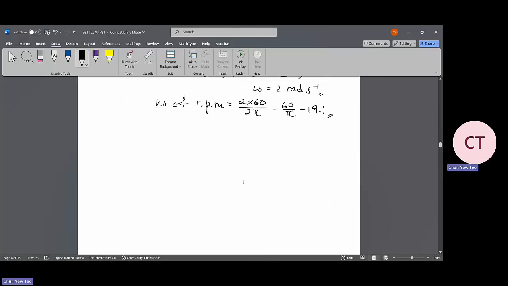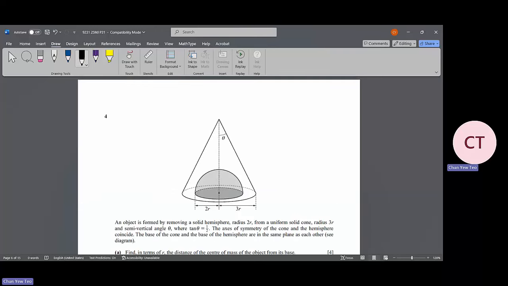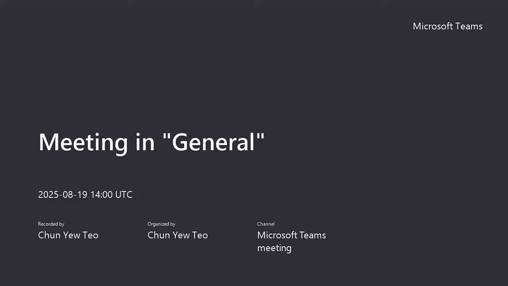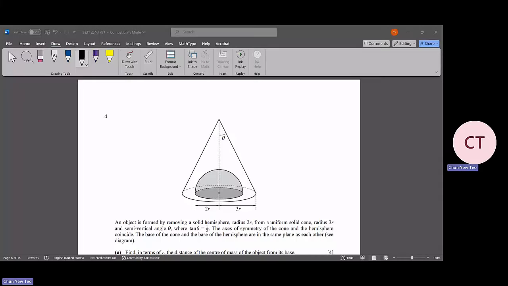Okay, so now we move on to question number 4. We have a cone over here. An object is formed by removing the solid hemisphere radius of 2r from a uniform solid cone radius 3r, and the semi-vertical angle theta, tangent theta is half. The axes of symmetry of the cone and the hemisphere coincide. The base of the cone and the base of the hemisphere are in the same plane as each other.